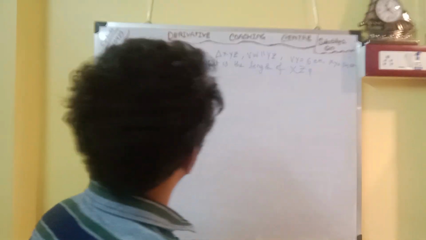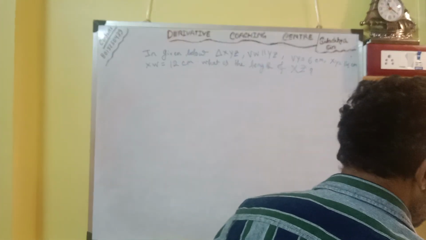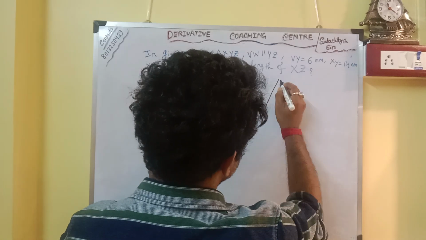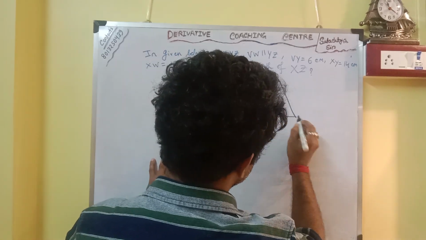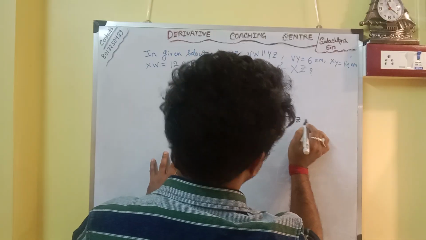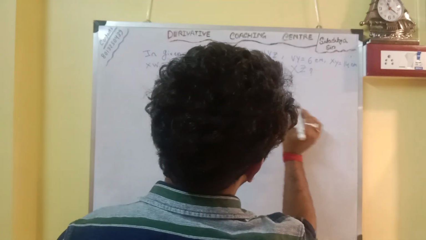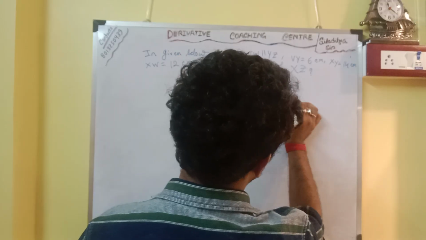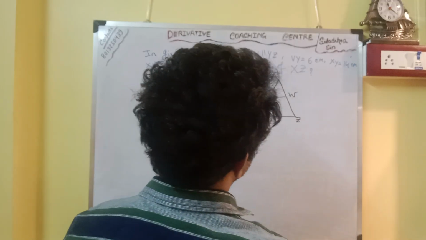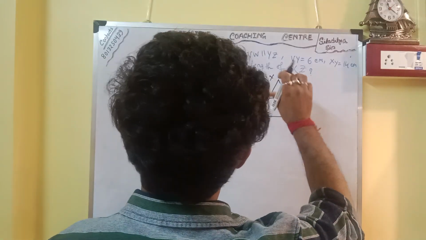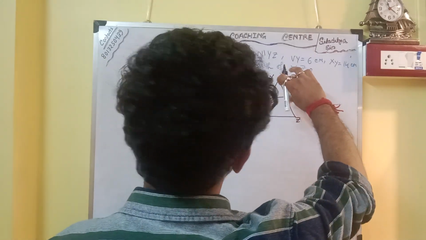First of all, you have to draw the triangle on the blackboard. So first of all, draw the triangle XYZ, and VW is parallel to YZ, and VY is given, XY is given, and XW is given.